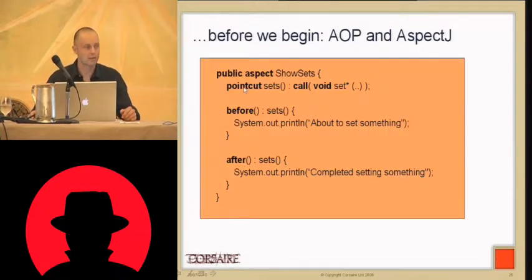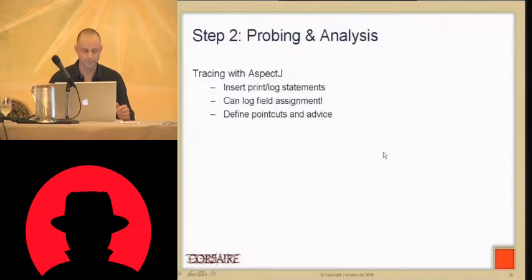So you define the pointcut. Where do you want this code to apply? It must apply to all calls to any method with a void return type that starts with the letters set and anything after that, and any number of parameters. We want to run the advice before this match. We want to say we're about to set something. And we want to run advice after the match, which is that we completed setting something.